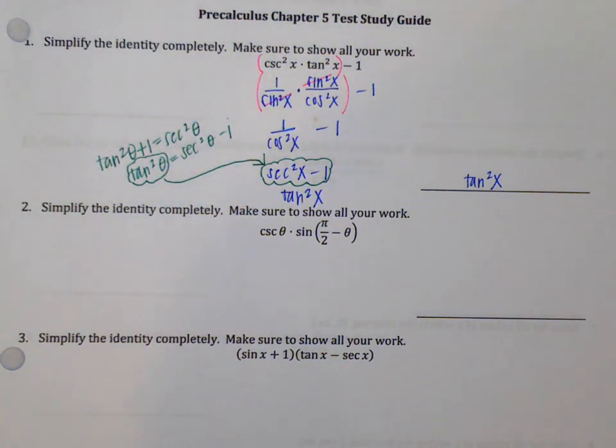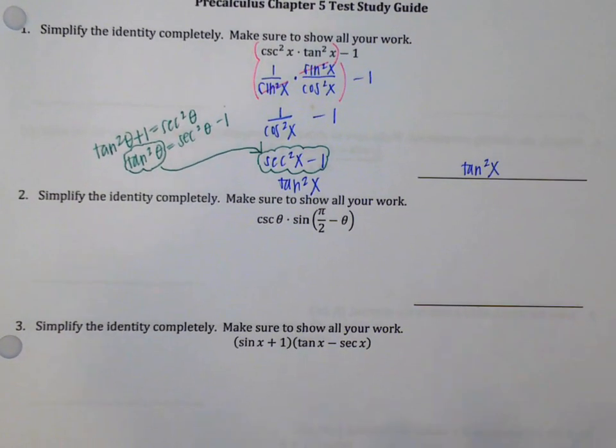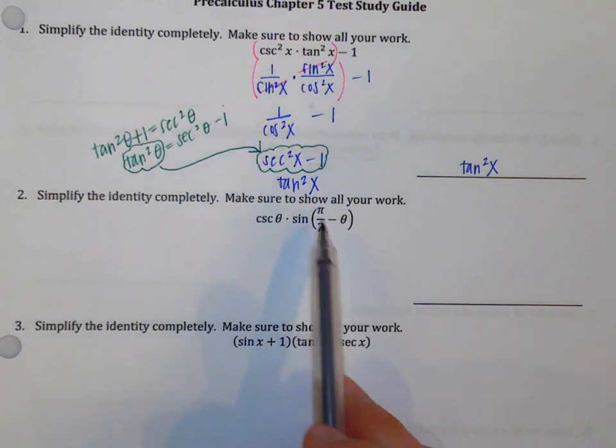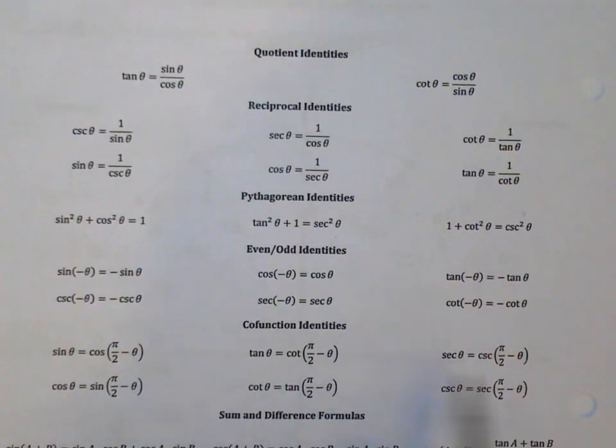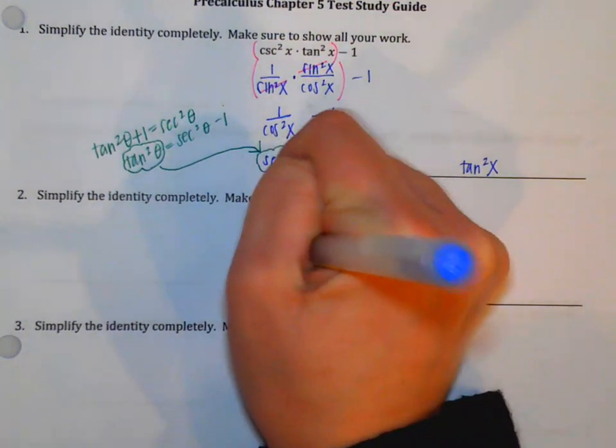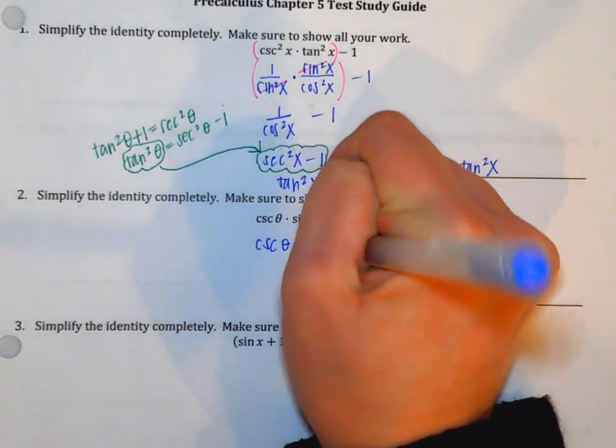Okay, number 2 says simplify the identity completely. Make sure to show all work. First thing I'm always going to deal with are these cofunction identities. So I'm looking for sine of pi over 2 minus theta. Sine of pi over 2 minus theta is equal to cosine theta, so I can simplify this out to be cosine theta.